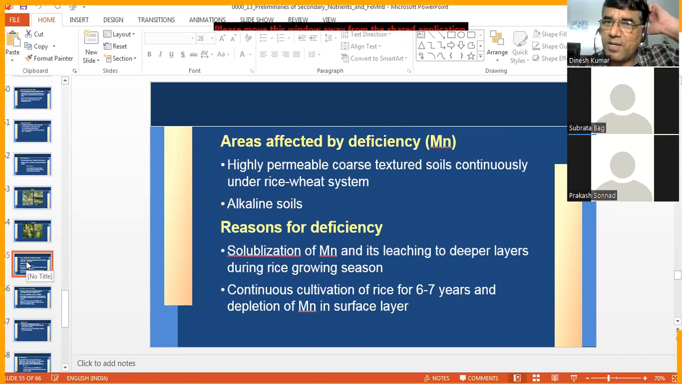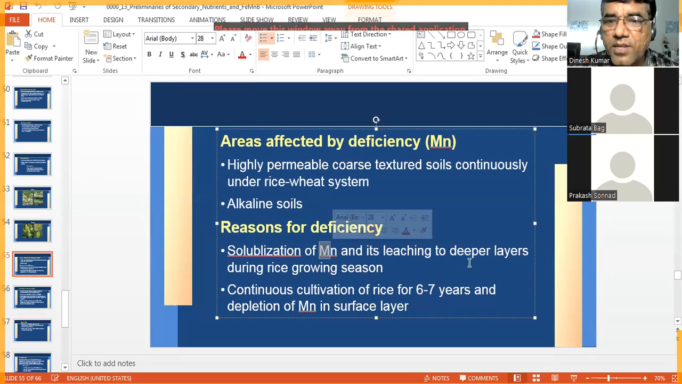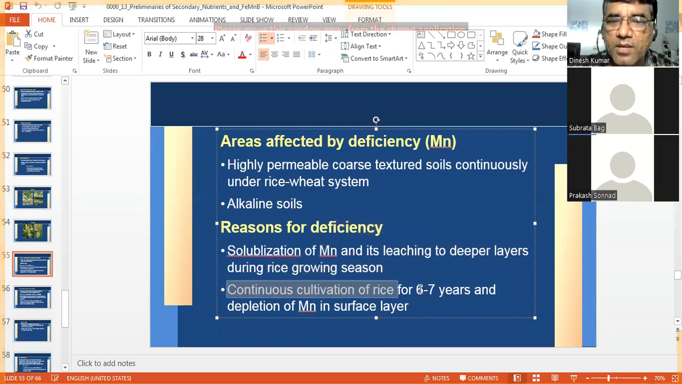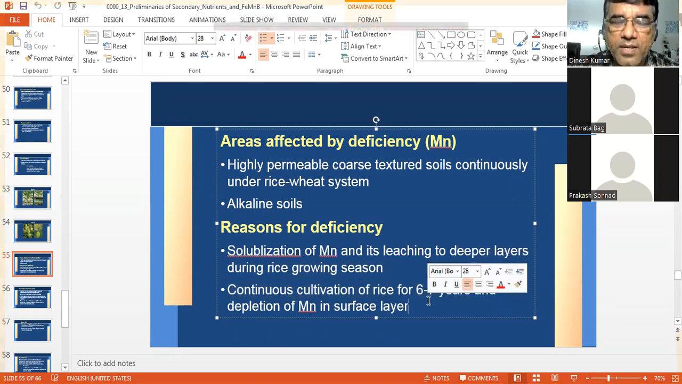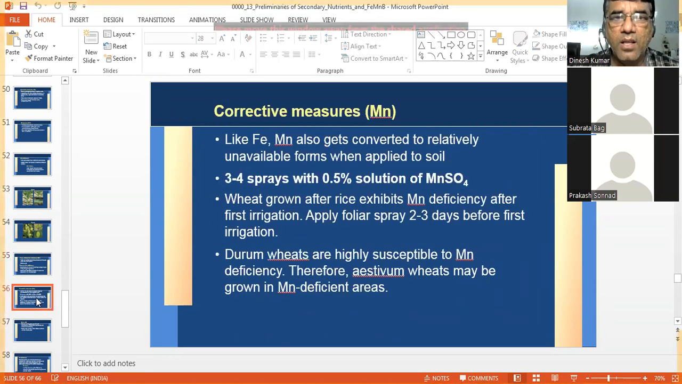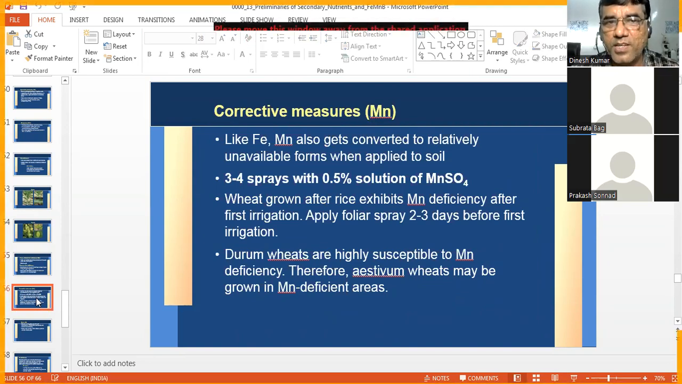Areas affected by deficiency of manganese: highly permeable, coarse structure soils continuously under a rice-wheat system. In alkaline soils, the reasons for deficiency are solubilization of manganese and its leaching to deeper layers during the rice growing season, continuous cultivation of rice for 6 to 7 years, and depletion of manganese in the surface layer. Corrective measures: when manganese is deficient, the only option is foliar spray.